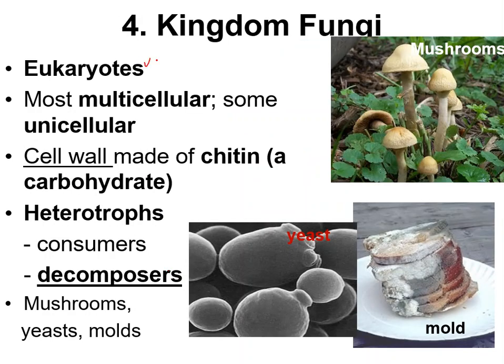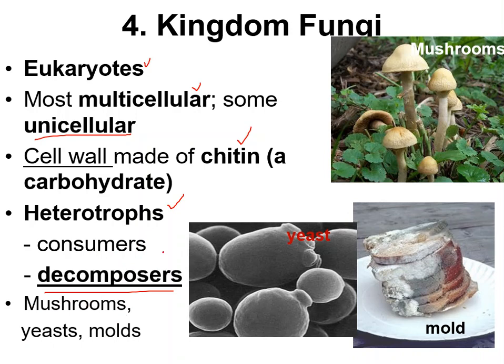Fungi. Remember, everything from this point onwards is a eukaryote. It has a nucleus and membrane-bound organelles. So most are multicellular, but some, like yeast, are unicellular. They also have a cell wall, but it's made of chitin rather than peptidoglycan, which is what bacterial cell walls are made of, or cellulose, which is what plant cell walls are made of. They are heterotrophic. They do not make their own food, right? They are heterotrophs. They are consumers. They are decomposers, right? Mushrooms, yeasts, molds.